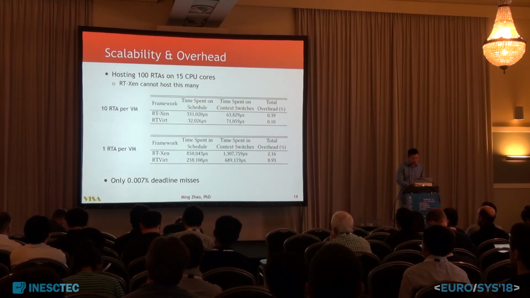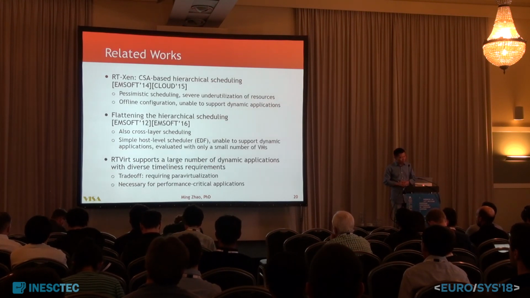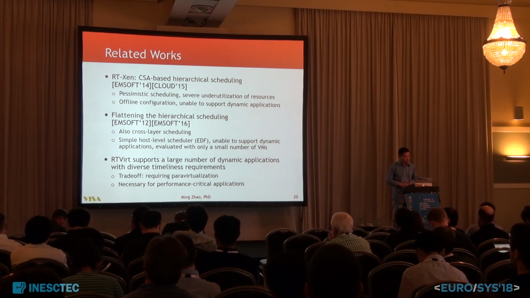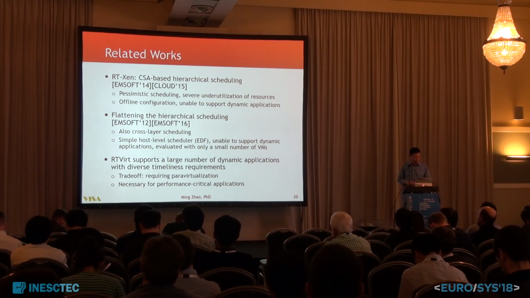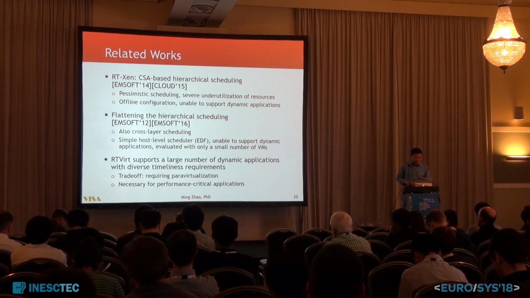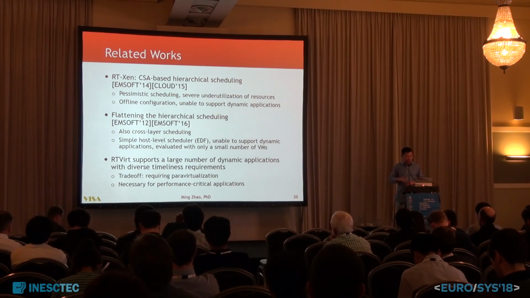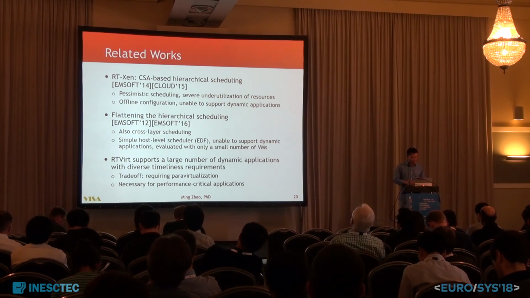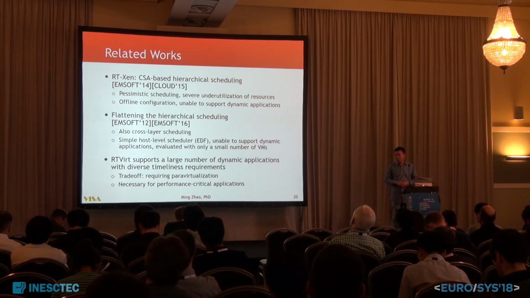I skip scalability. Now, there are a number of related works, so we're absolutely not the first ones studying this problem. I already mentioned Artisan is quite pessimistic and does not support dynamic applications. There are also works that took the cross-layer scheduling approach, which were published before. In those two works, they consider only a simple host-level scheduler, which is not optimal, and they also cannot support dynamic applications.